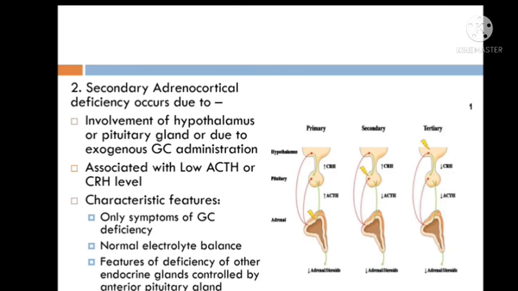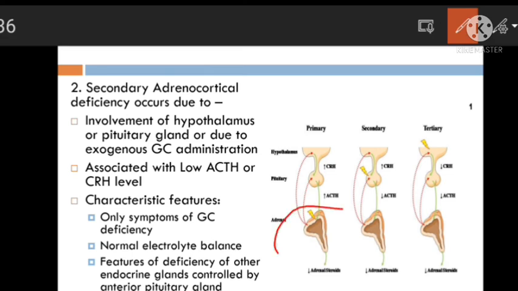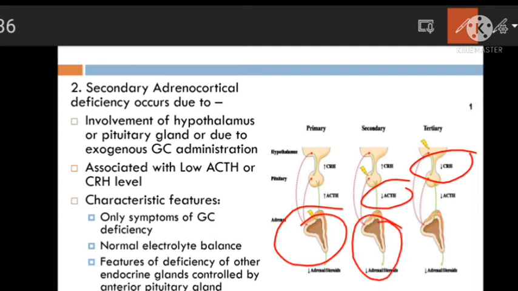Whereas secondary adrenocortical deficiency, what happens here? You can see here, this is primary, here the deficiency is there in the adrenal cortex, whereas in secondary, ACTH is reduced, or you can say tertiary, CRH secretion is reduced. So when ACTH decreases, it in turn decreases secretion of adrenocortical hormones. But what is the difference between primary and secondary? In primary adrenocortical deficiency, all the adrenocortical hormones, mineralocorticoids as well as glucocorticoids, are reduced, whereas in secondary adrenocortical insufficiency, because ACTH affects only glucocorticoids, only glucocorticoid secretion decreases.